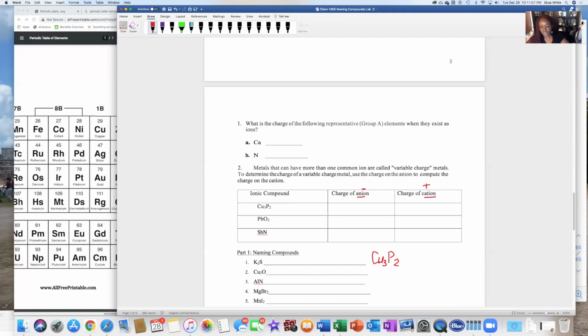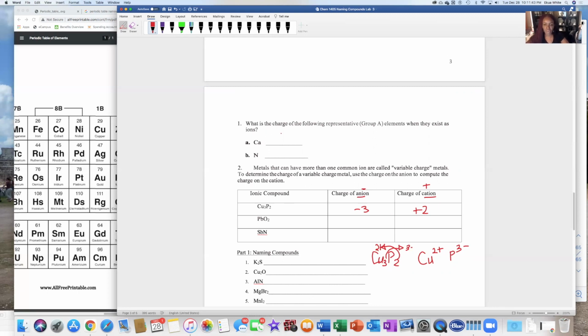So when you reverse crisscross, you end up with the 2 being superscript to the copper, right? And then the 3 being superscript to the phosphorus. So 3 minus. So essentially you end up with copper 2 plus and phosphorus 3 minus. Remember, you put the plus 2 here, and then you put the minus 3 here for the anion. This represents the phosphorus, this is the copper. And you essentially go through and complete the table.